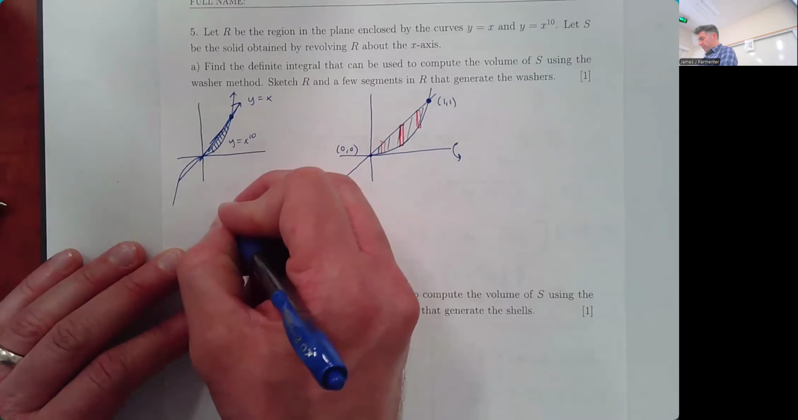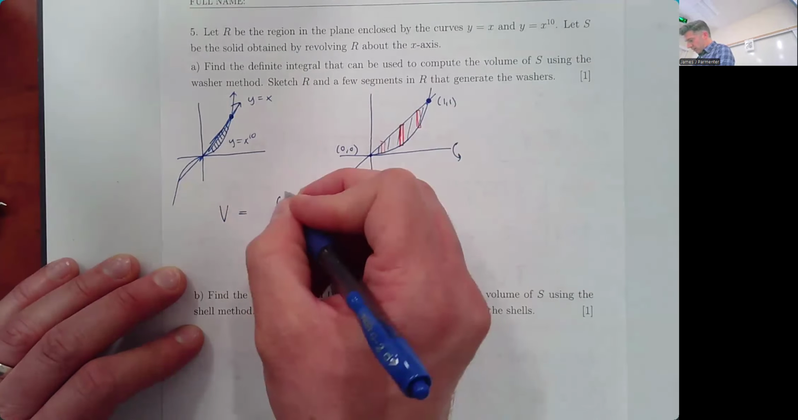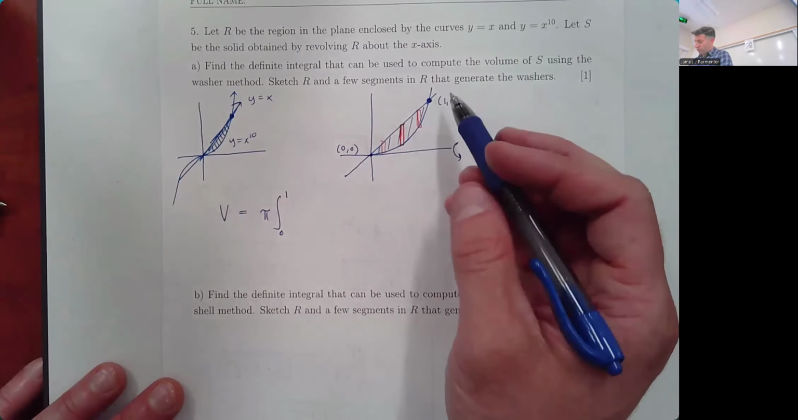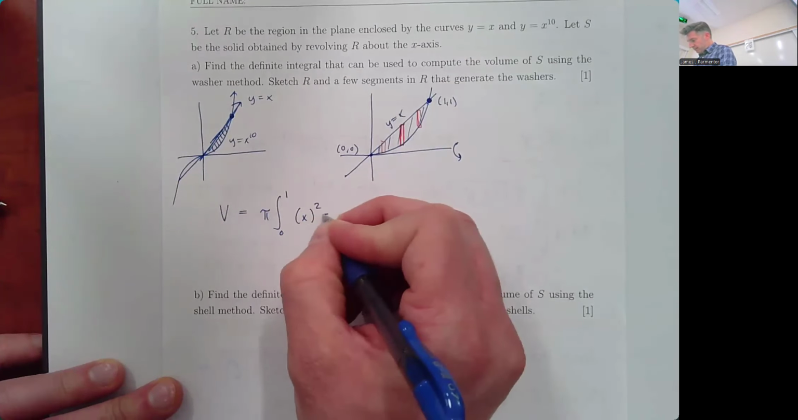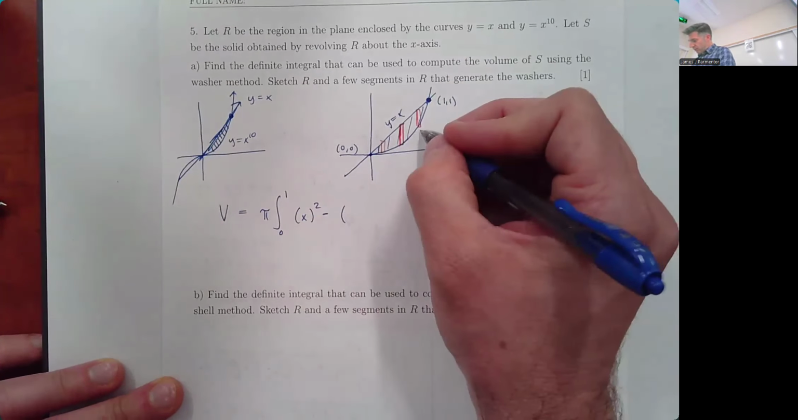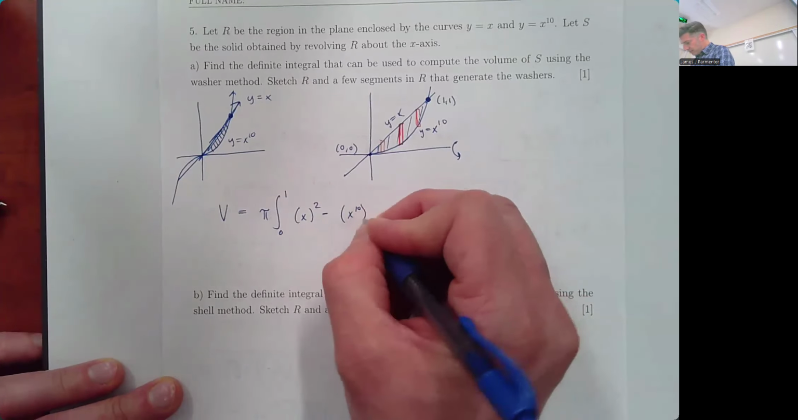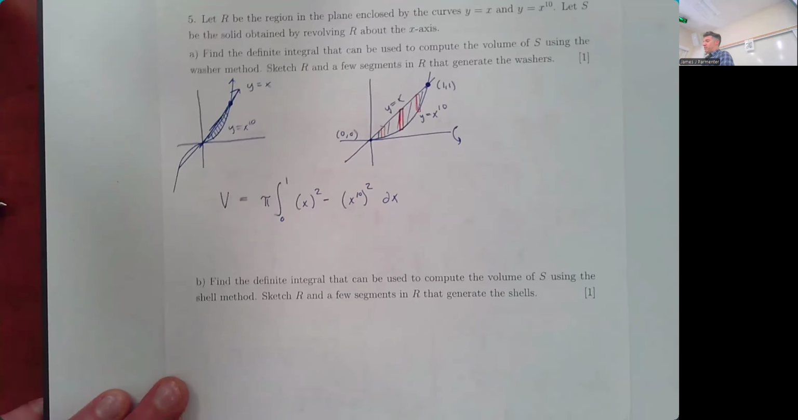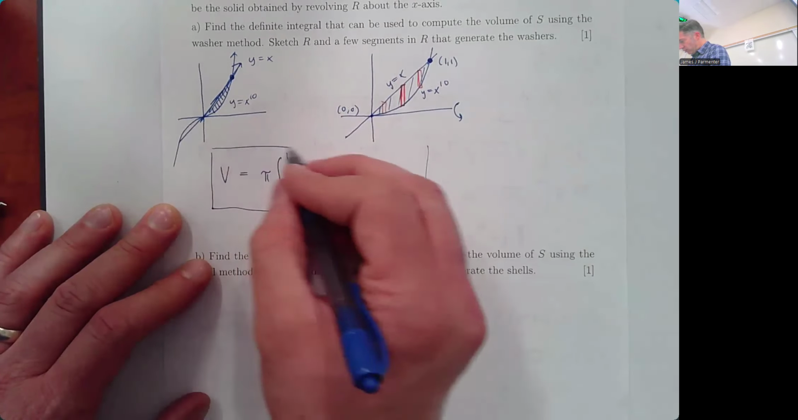So then the volume here is going to be the integral from 0 to 1 of pi times my large radius squared. My large radius is the function that's further away, which is y equals x, minus my smaller radius squared. My smaller radius is the function that's closer to the axis of rotation, which is x to the 10th. And I would write it this way. I would not simplify, because you're really being asked to express this so that you know what's going on.